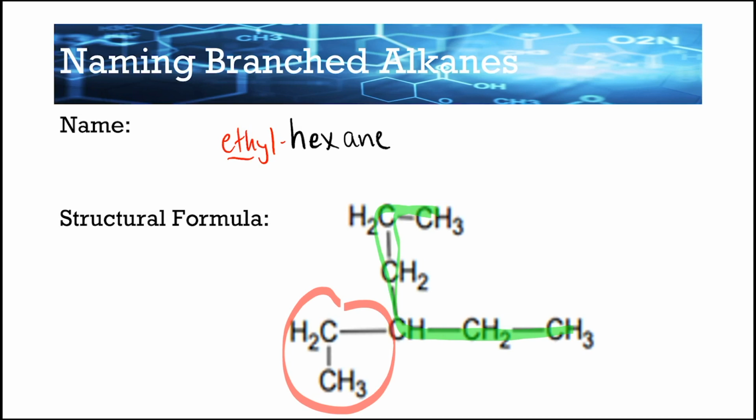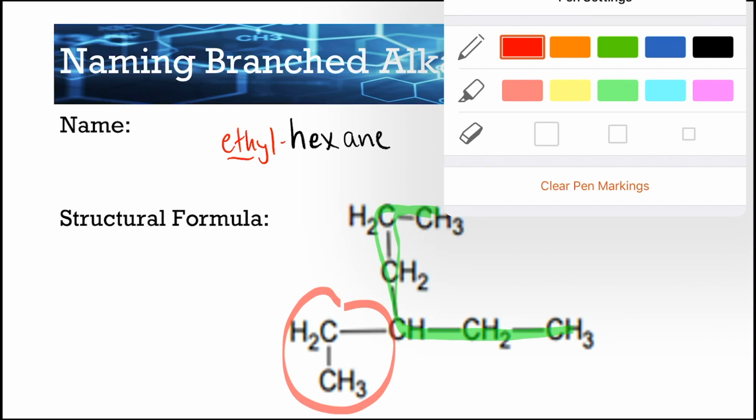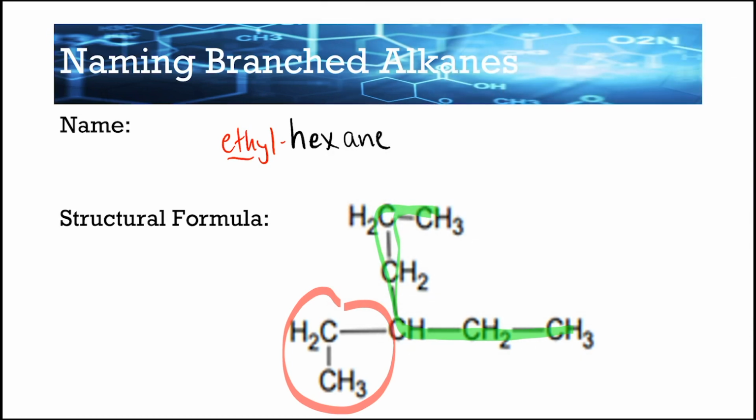But now we have to give the location of that ethyl group. So here comes numbering the parent chain. If I label it in green, I start numbering this way. 1, 2, 3, 4, 5, 6. It looks like that ethyl group is on carbon 4. But let's double check the other way to make sure that it is on the lowest number. If we label it oppositely, 1, 2, 3, 4, 5, 6. Well, now the branch is off carbon number 3.